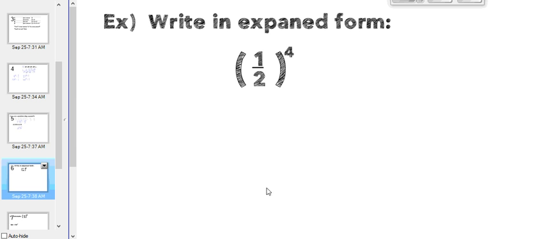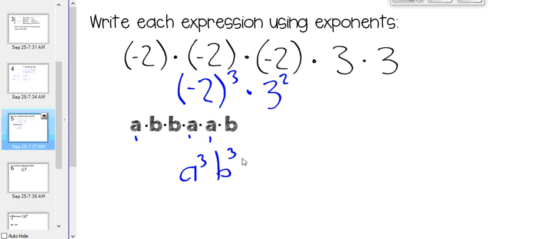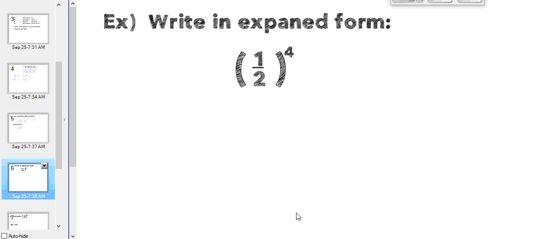Write in expanded form. So now it's written using an exponent. We want to kind of do the reverse. So instead of getting to this idea, we're going to have this idea, and we're going to go back to expanded form, okay? So we've got 1/2 to the 4th. So if I repeatedly multiply that, mathematically speaking, it's 1/2 times 1/2 times 1/2 times 1/2. So there I've written it out in expanded form, which is just showing repeated multiplication.